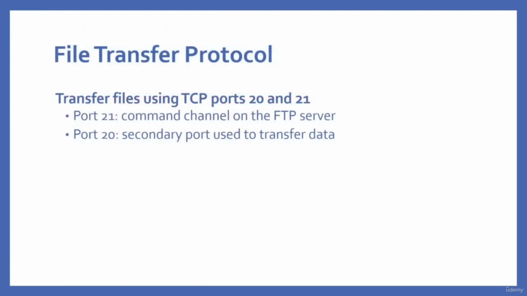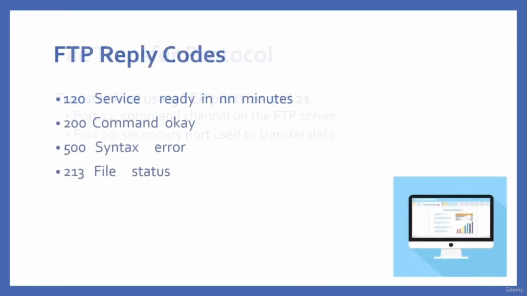File Transfer Protocol resides at the application layer of the OSI model. FTP transfers files using TCP ports 20 and 21. Port 21 is the command channel on the FTP server and port 20 is the secondary port used to transfer data. Once you get into the server, you are going to see a series of reply codes, and this will tell us the state of the data transfer.